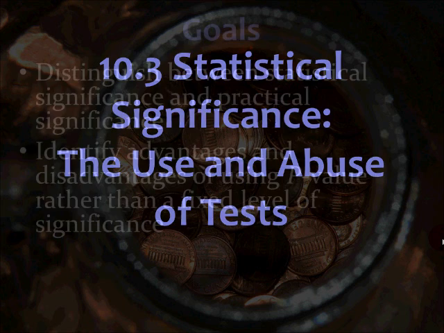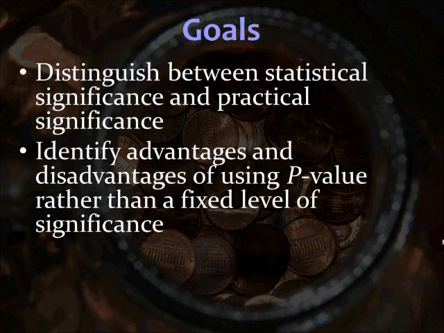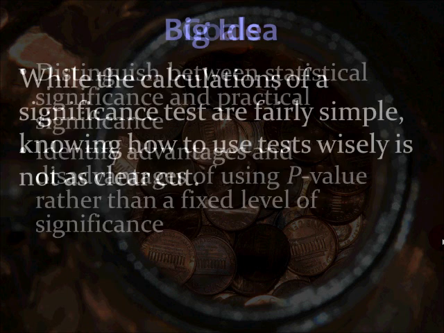Here we go. Our goals are twofold today. Distinguish between statistical significance and practical significance, and identify the advantages and disadvantages of using p-value rather than a fixed level of significance. There are two parts of these notes. These are the first two goals out of the 5.